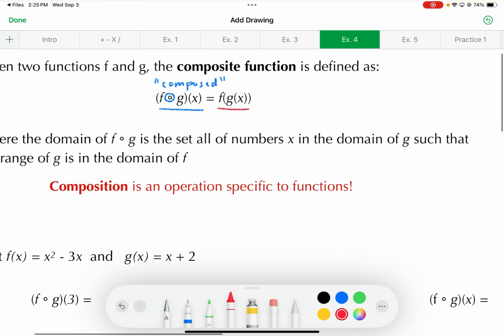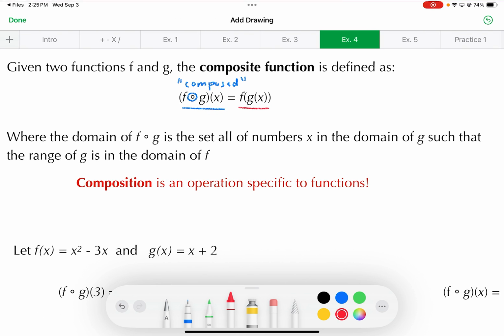This is an operation specific to functions. Okay, so you can add, subtract, multiply, divide real numbers. You can do that with functions, as we've seen already. Compositions can only be done with functions. You can't do a composition between real numbers.